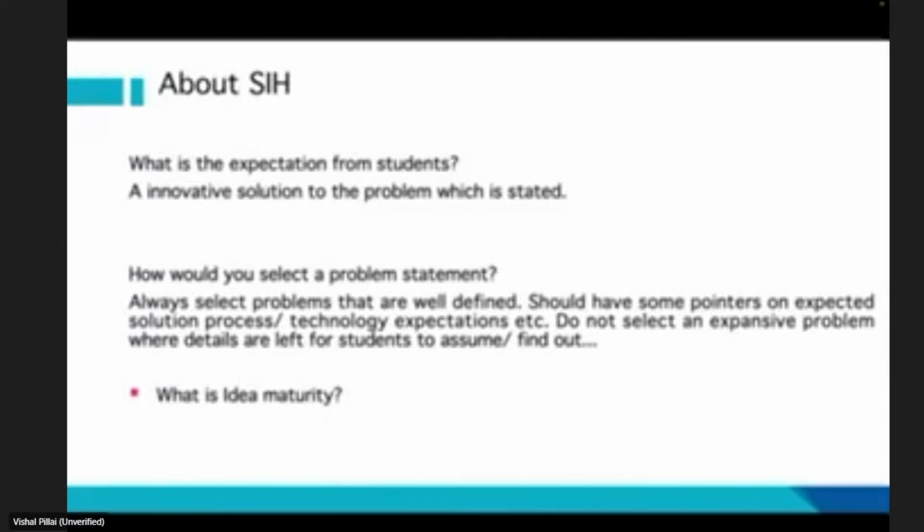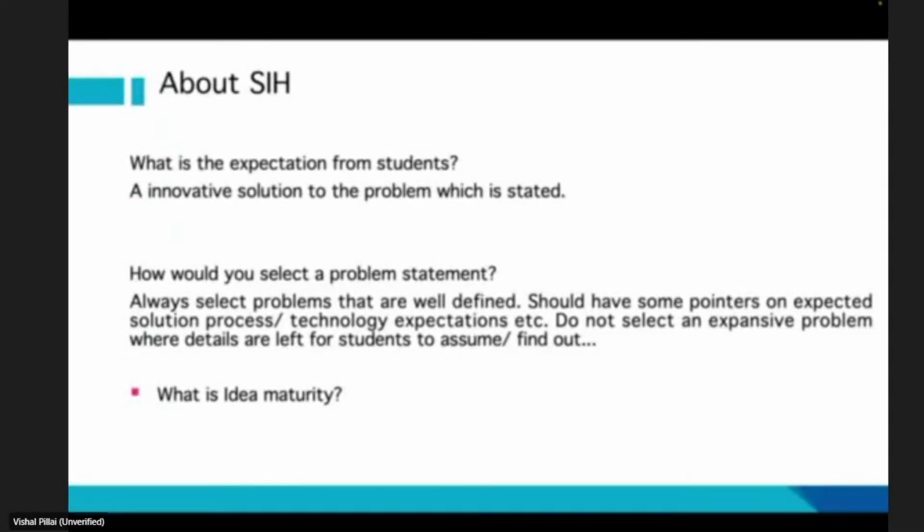Okay, an expansive problem statement is where you don't have the details. It is just left to the students to assume or find out. Okay, this is the first very important thing.